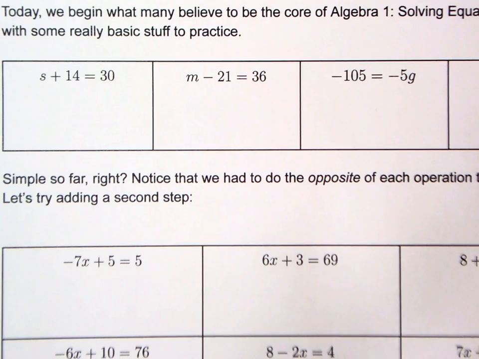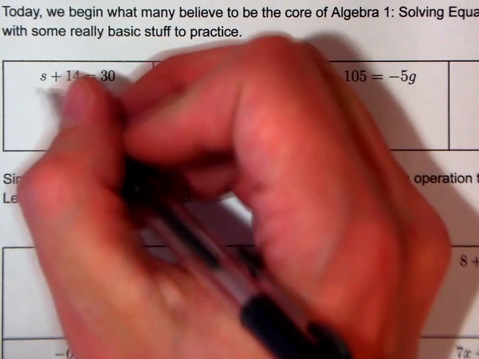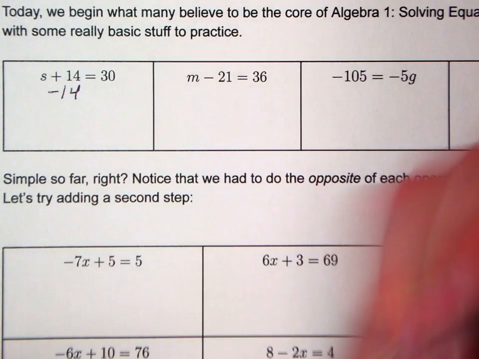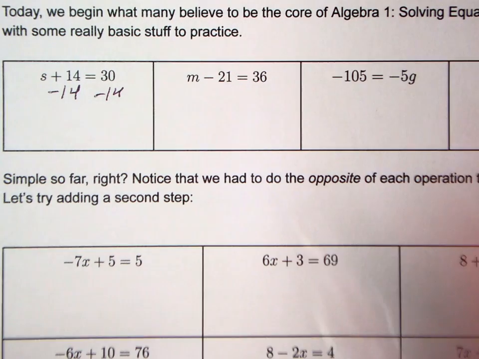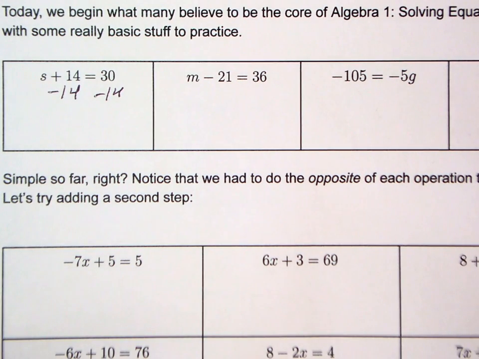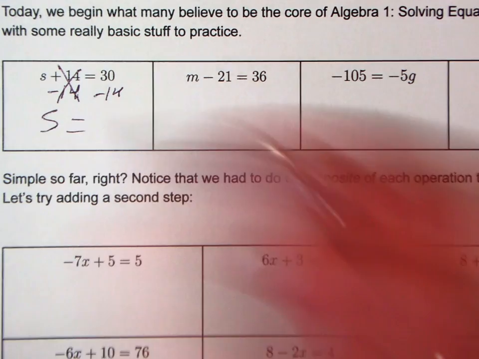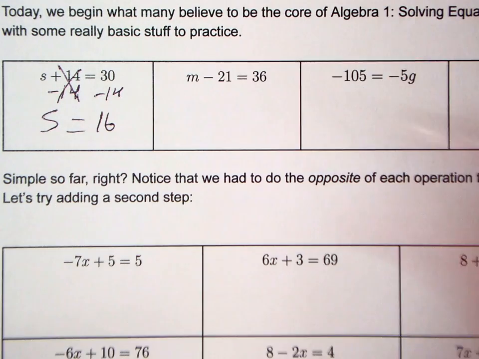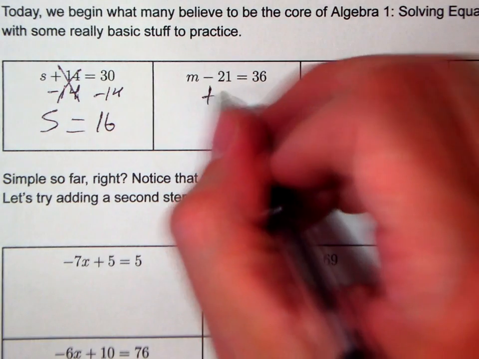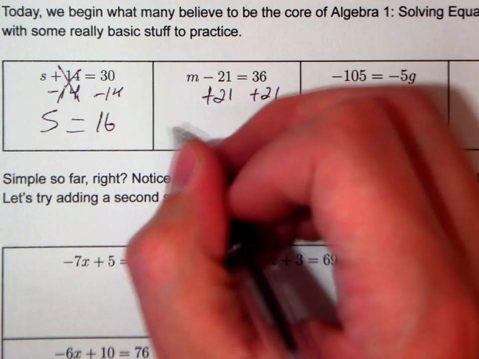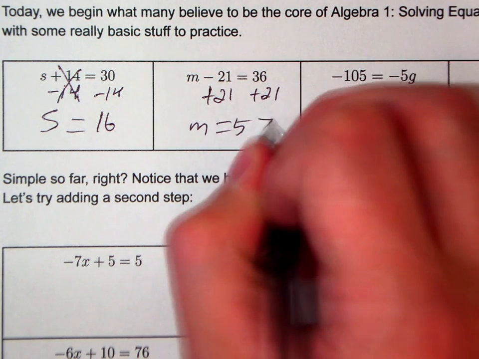If you have something like s and you add 14 to it to get 30, to get s by itself, we cancel out negative 14, and for this equation to remain equal, we do the same to the other side. 14 minus 14 goes away. We're left with only s on the left side, and 30 minus 14 is equal to 16. Similar idea here, we add 21 to both sides and we get m is equal to 57.